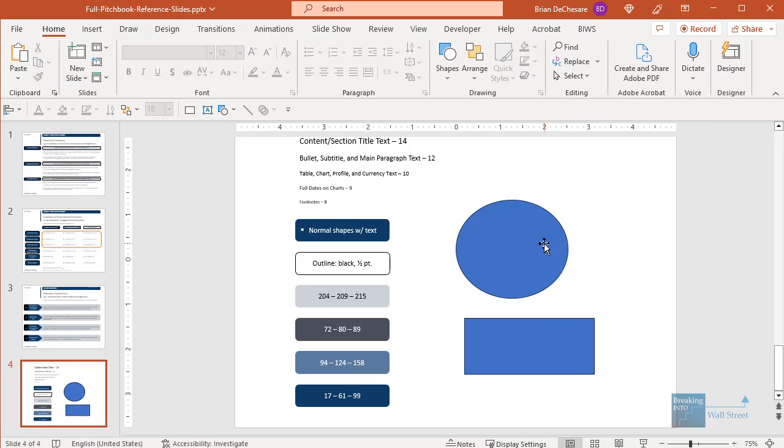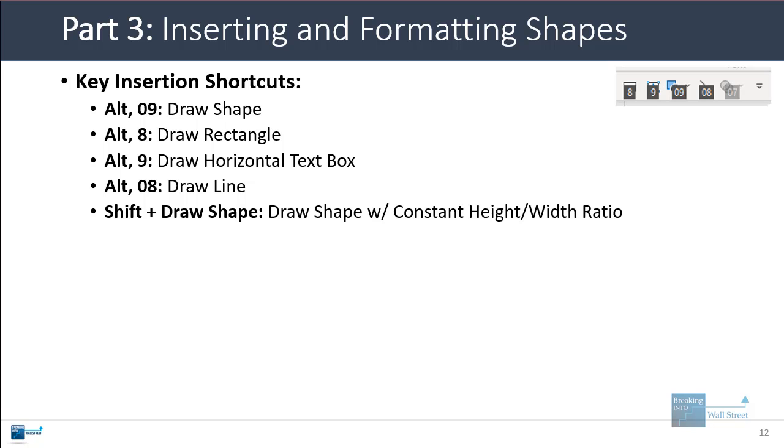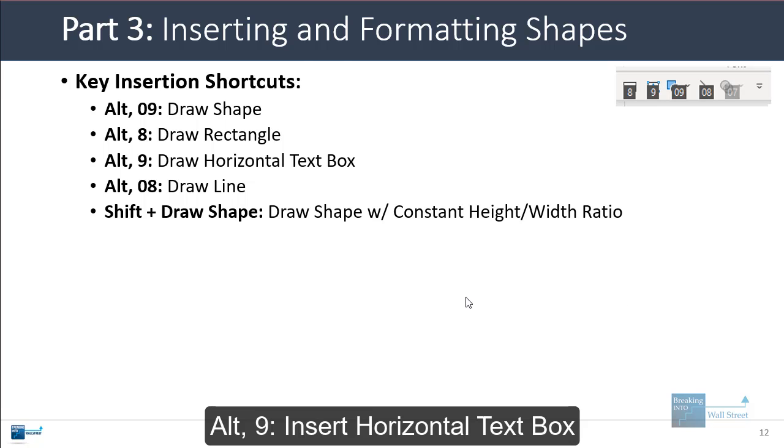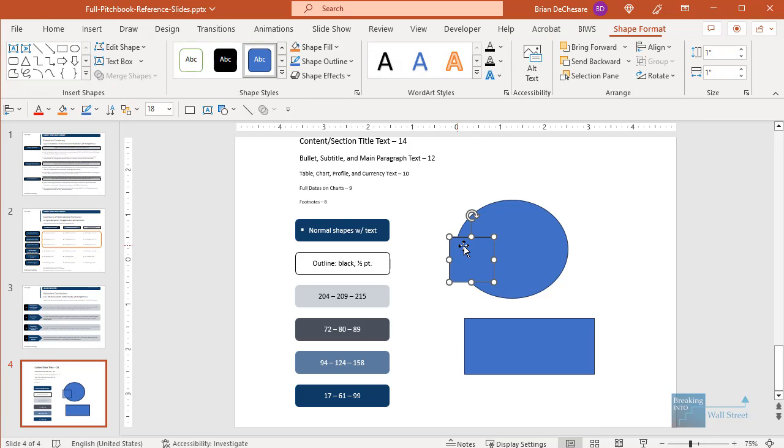So these are two common ways to do this, and it just depends on whether you want a selection of shapes with Alt-9 or whether you know you want a rectangle with the Alt-8 shortcut. Alt-9 will draw a horizontal text box, and then Alt-8 will draw a standard line. So if I press Alt-9, I get a text box right here, and I can start typing in it.